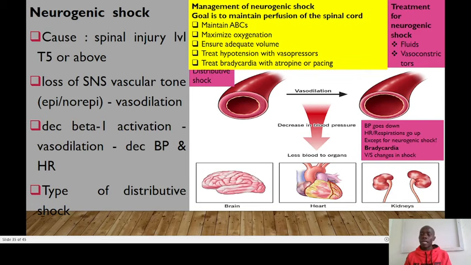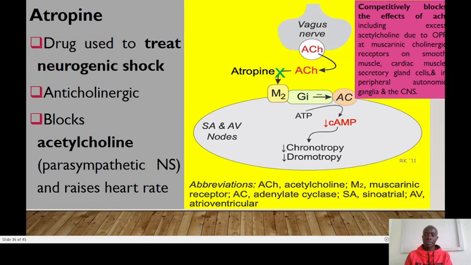Normally have decreased beta 1 activation, which leads to decreased BP and heart rate. And neurogenic shock, as we had indicated, is a type of distributive shock. So the management is you manage using fluids and vasoconstrictors. All right. So we have to maintain the airway, maximize oxygen, ensure adequate volume, treat hypotension with vasopressors, and treat bradycardia with atropine, right? Okay.